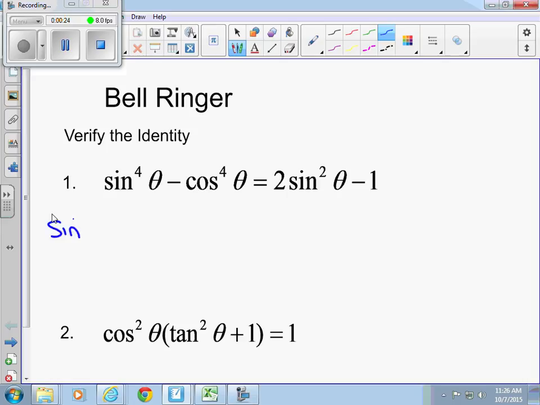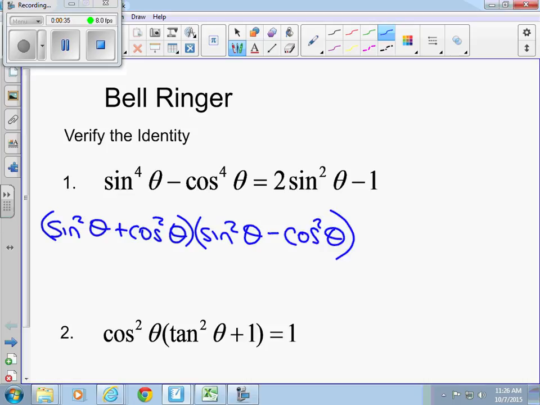Sine squared theta minus cosine, or plus, but then the other one. Either way. Everyone agree? And what? Squared plus cosine squared equals 1. Right. So this is just 1.